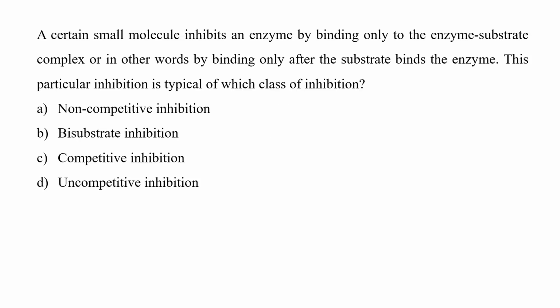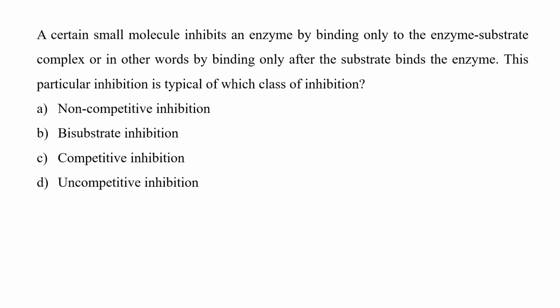A certain small molecule inhibits an enzyme by binding only to the enzyme-substrate complex, or in other words, by binding only when the substrate binds the enzyme. This particular inhibition is typical of which class of inhibition? First of all, you should know what are the three types of inhibition: competitive, uncompetitive, non-competitive, and what is their pattern.